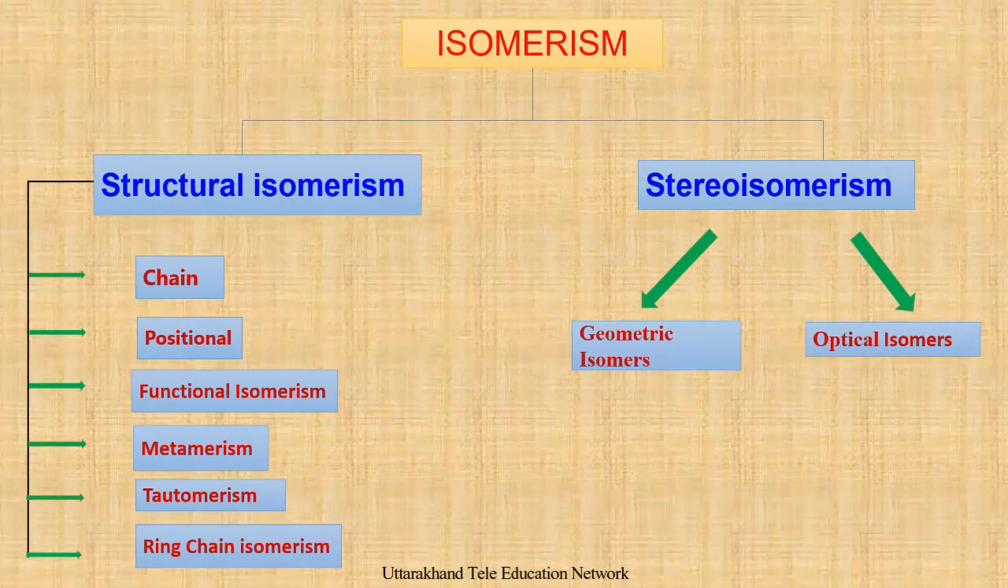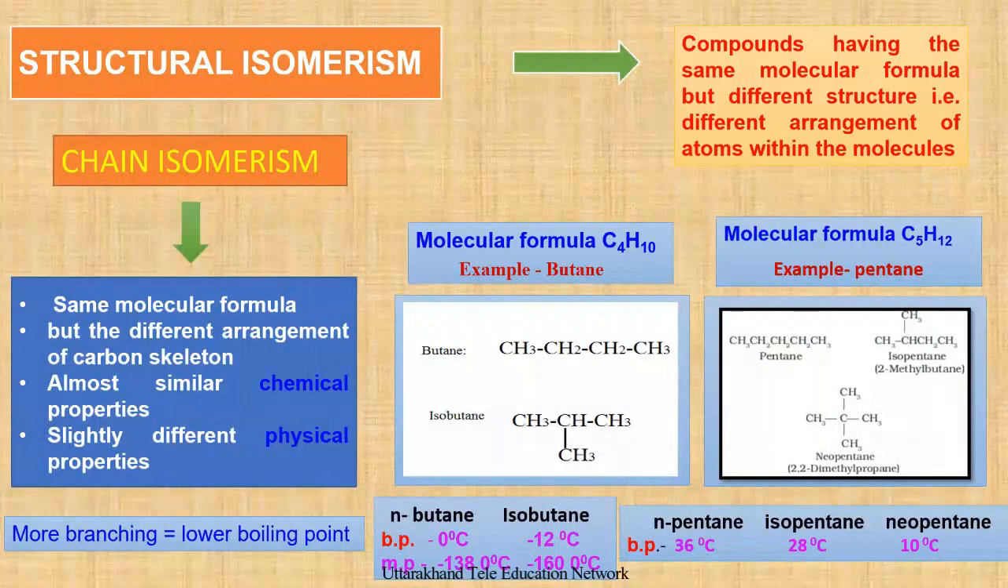Stereoisomerism is a form of isomerism in which molecules have the same molecular formula and same constitution but differ in three-dimensional orientation of their atoms in space. Structural isomerism is further divided into chain isomerism, positional isomerism, functional isomerism, metamerism, tautomerism, and ring-chain isomerism. And stereoisomerism is divided into geometrical isomerism and optical isomerism. In structural isomerism, first is chain isomerism.